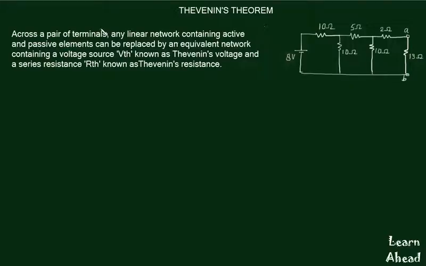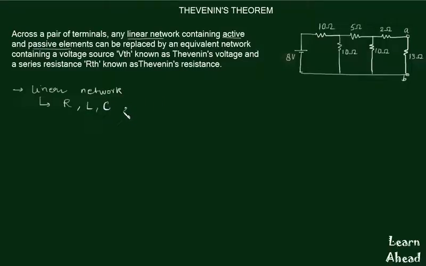Before going through its statement, let me first tell you some of the basic terms that are used in its statement, that are what is a linear network, what are active elements, and what are passive elements. So first thing, what is a linear network? In simple words, we can say a network which is composed of only linear elements, that are resistor, inductor, and capacitor, is a linear network.